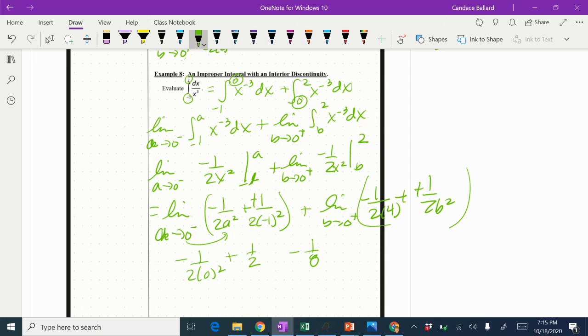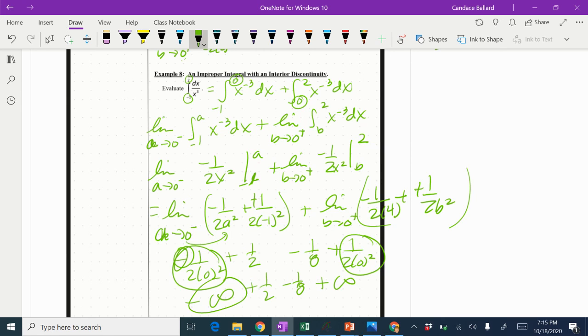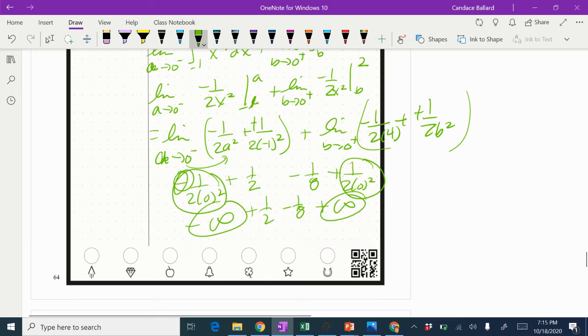-1/8. And then 1 plus 1 over 2 times 0 squared. Now, we learned in the last problem that these really aren't divided by 0. When we looked at it, it went to infinity. Because this has a negative out front, it's going to go -infinity plus 1/2 minus 1/8 plus infinity. Because we've got these infinities, we know that the overall is infinity, and therefore it diverges.